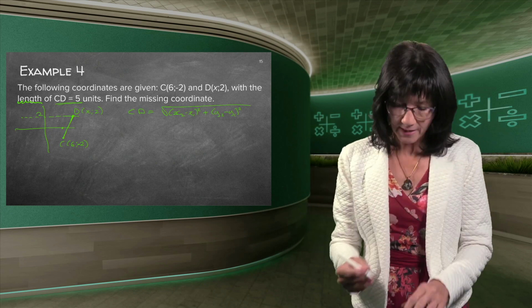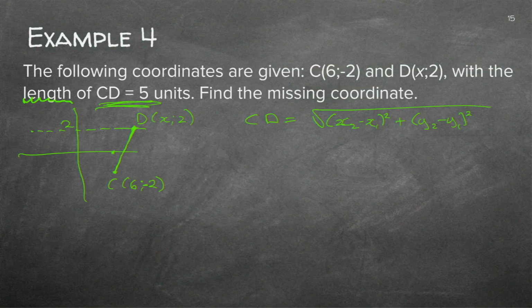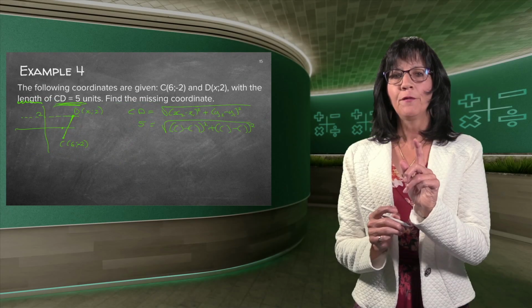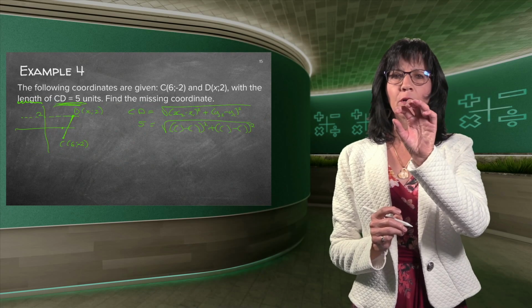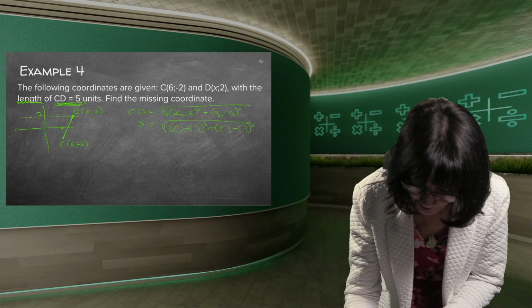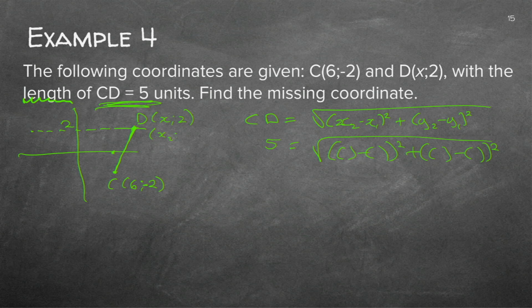Good. Let's see what I can substitute. They gave me CD as 5 units, so I'm just going to fill it in there. CD as 5 units. I'm going to do all my empty bracket things. Empty brackets, square, plus empty brackets, square. And now I prefer to make my unknown coordinate my x2 and y2. You'll see just now why. So I'm going to make that x2 and y2. That means this one needs to be x1 and y1.